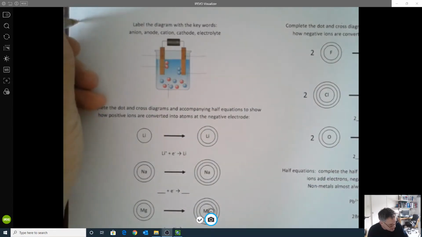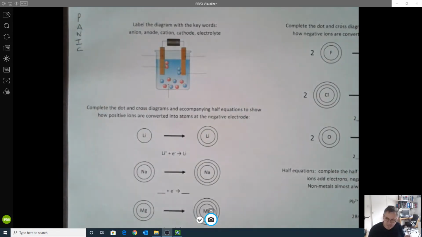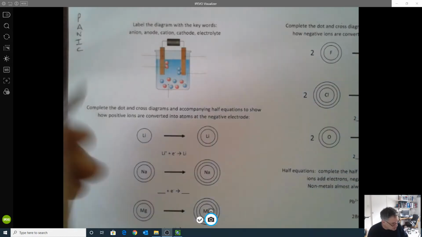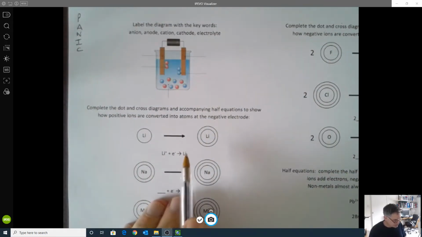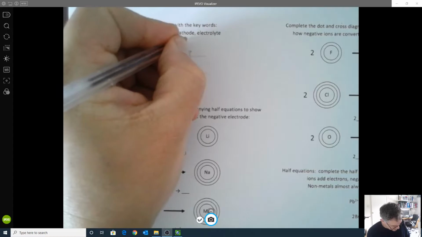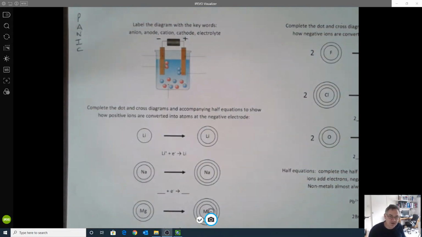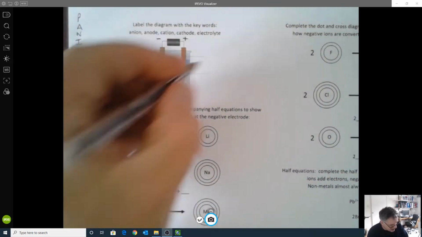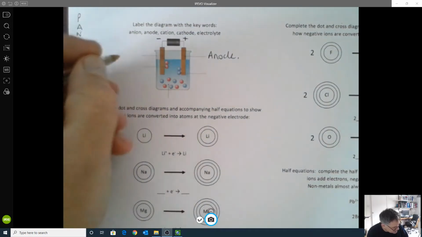If I'm talking about this, I need to remember PANIC, which is how I remember the electrodes. So positive anode. Here this has got a positive and a negative on the battery. If you have a look there, you can just about see it. So positive anode, so this is the anode, negative is cathode.